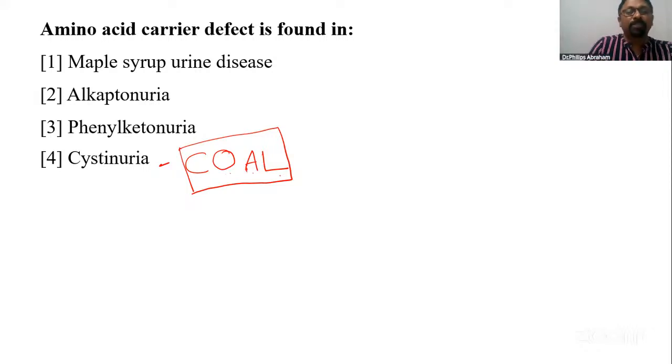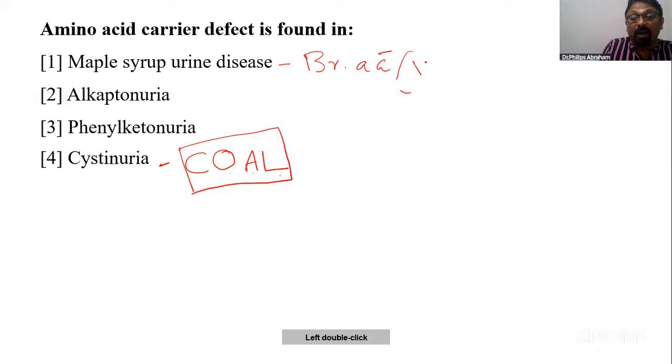Maple syrup urine disease, I'll just say about that. That's a disorder related to branched chain amino acids. Name the branched chain amino acids. Just now I said how to remember them: to climb the branch, we should have willpower. So now you will be able to say: valine, isoleucine, leucine. For any amino acid, the first step of metabolism is transamination.